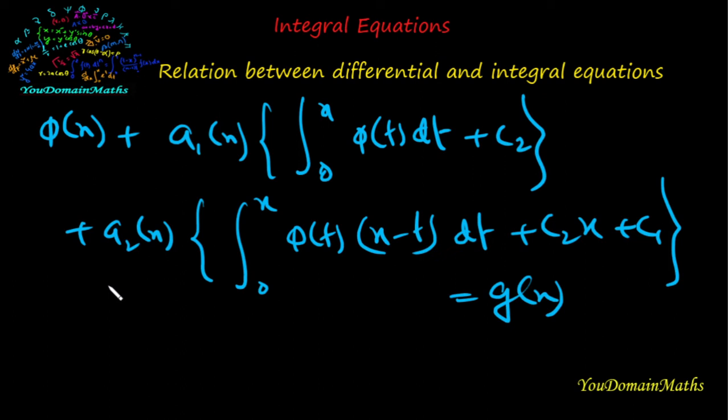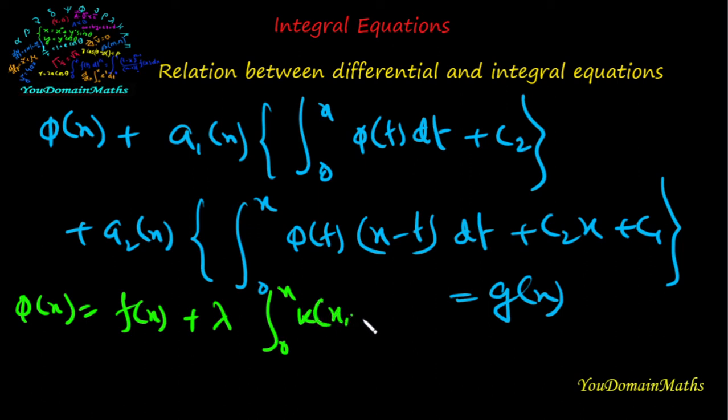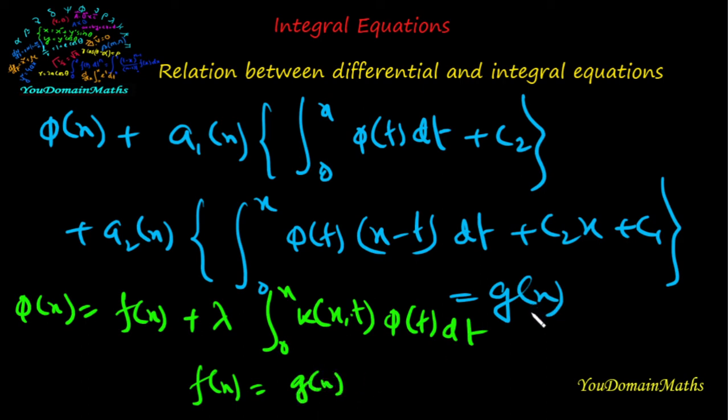If we rewrite this, phi of x equal to f of x plus lambda times the integral from 0 to x of kernel K of x comma t phi of t dt, in this shape, where f of x equals, without the integrating parts, g of x minus a1 of x c2, minus a2 of x c2 x, and minus a2 of x c1.